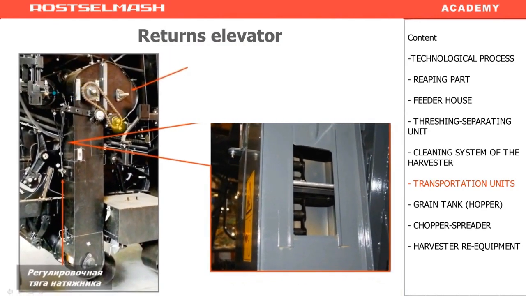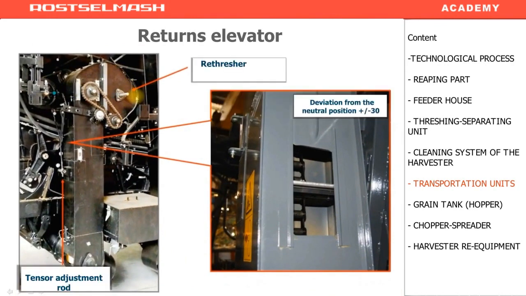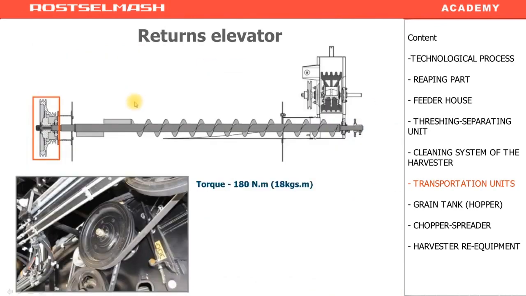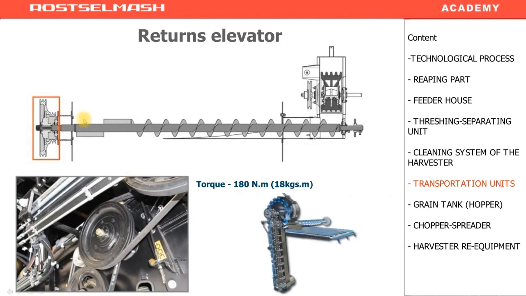And here is the rethreshing unit. The tailings elevator is driven on the left side. The belt drive goes from the main counter drive. On this pulley, there is a safety clutch with a trigger instant of 180 newton meters. This shaft is also an auger that returns the rethreshed grain to the cleaning unit.